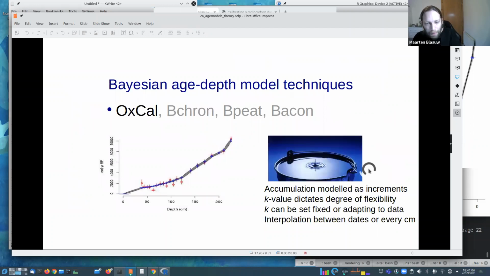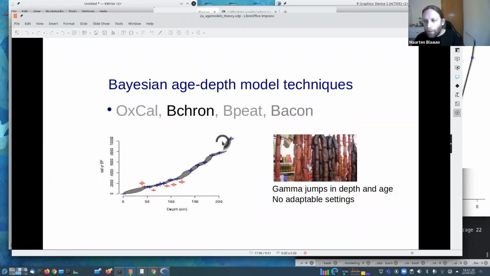Okay, good. So we've talked about Bacon. OxCal does something similar. It is akin to droplets in a bucket, and that's how our site accumulates. And the size of the droplets, that's the K value. You can set that to small values or large values, or you can leave that empty and let OxCal come up with the correct value. And it does a good job in dealing with outliers and so.